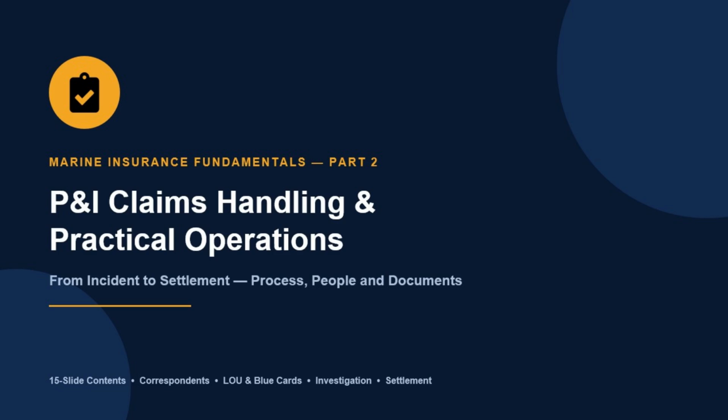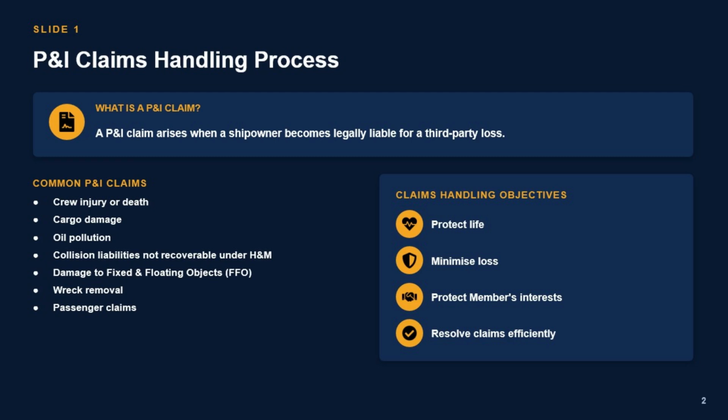We'll understand what actually happens after a marine accident, how a P&I claim is handled, the role of correspondents and surveyors, what a letter of undertaking is, how blue cards are used, and finally how a claim is investigated and settled. By the end of this lecture, you'll have a clear understanding of the complete P&I claims handling process, which is an important topic for both MEO Class 1 oral examinations and real shipboard operations. So, let's begin. Slide 2.